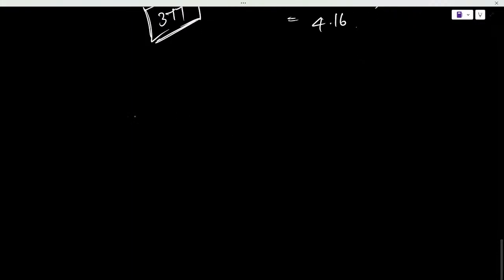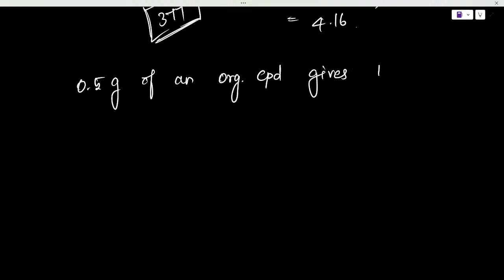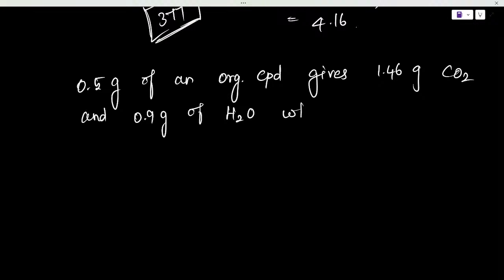0.5 grams of an organic compound gives 1.46 grams of CO2 and 0.9 grams of water. What is the percentage? In the last paper, yesterday's shift 2, they asked about nitrogen percentage. Here they are asking about carbon percentage. Both questions are very simple. Of course, this carbon question is very simple to do.